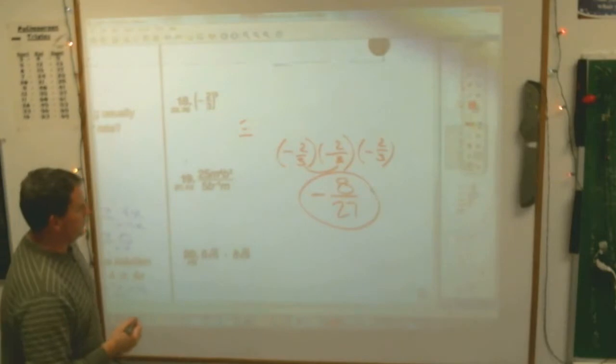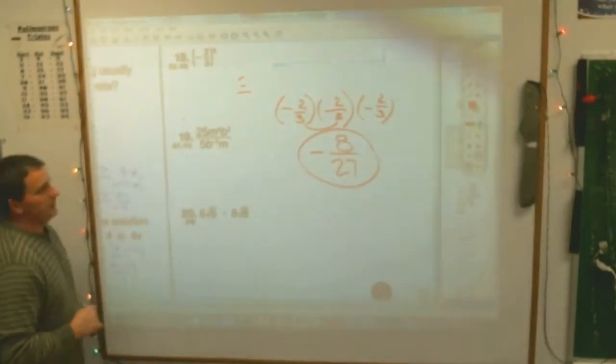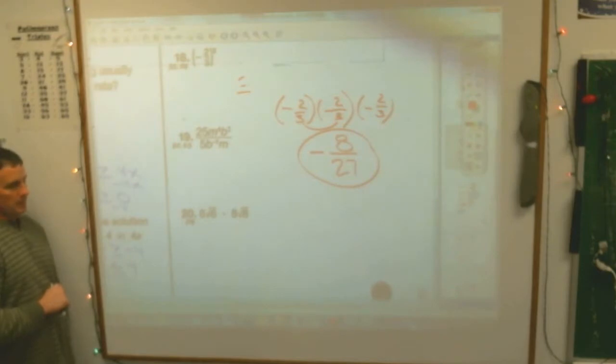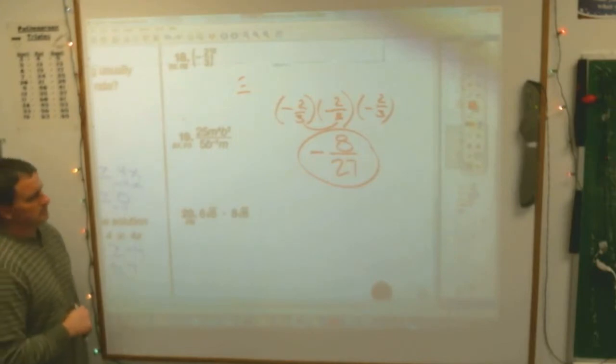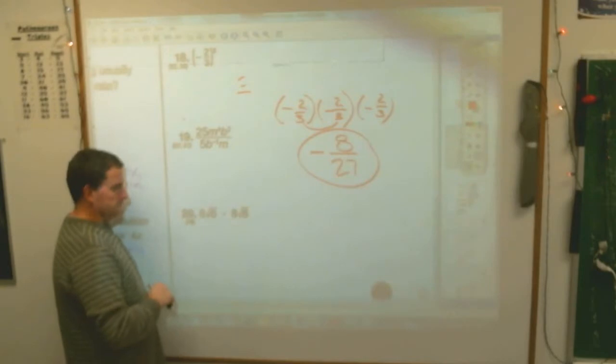That one shouldn't have given us too much trouble there. And then problem number 20, ladies and gentlemen. Who got this right? There's a couple different ways to attack this one. Gary, what did you do and why? Well, I timesed them, so I got 48 times the square root of 48.